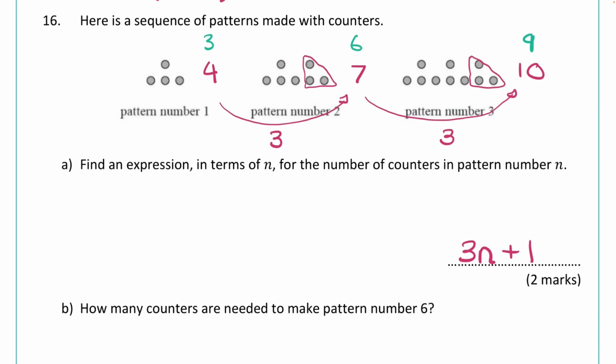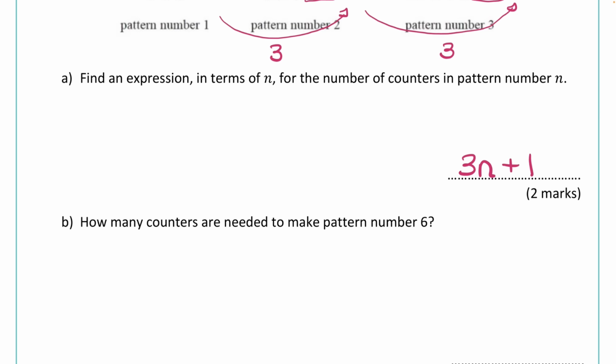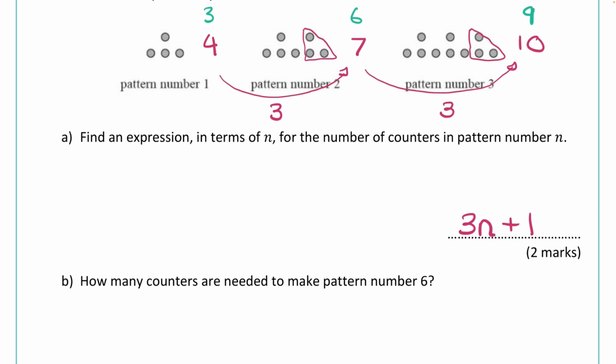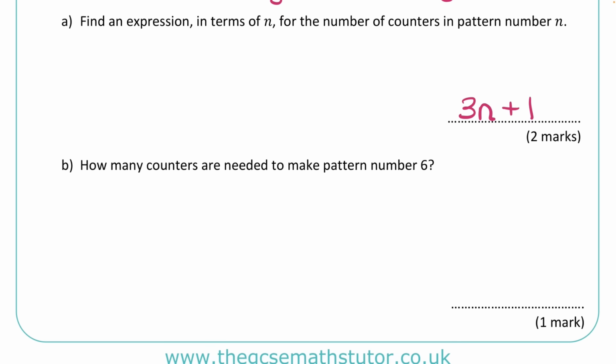For part B, it says how many counters are needed to make pattern number 6. Now there's 2 ways that you could approach this. We already know the start of the pattern, 4, 7, 10. So 4, 7, 10, we could just keep adding 3. So we'd get 13, 16, 19, and there's our answer.